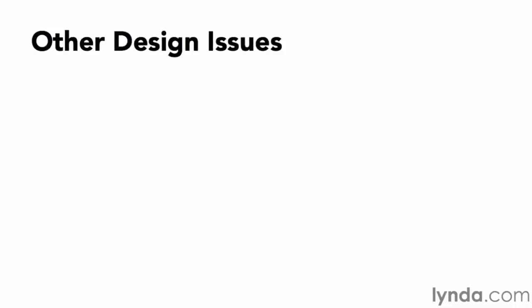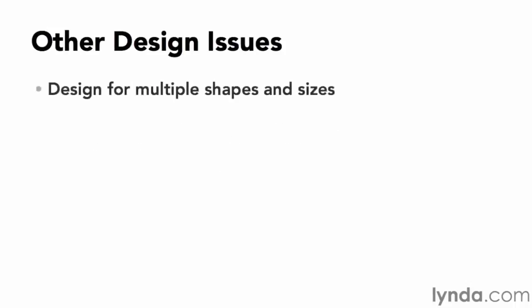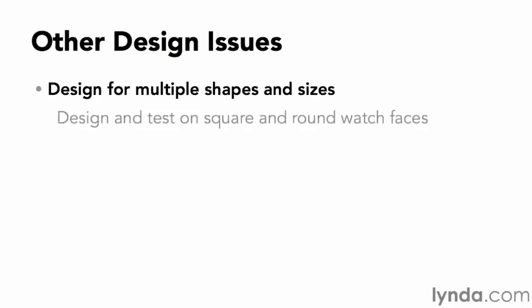Here are some other design issues to pay attention to. You want to design your app for multiple shapes and sizes. Just as with phones and tablets, there are many different watches in the market. Some of them are round, some of them are square, some have a larger number of pixels, some have a lower pixel density, and so on. And you want to design and test with as many different variations as you can.